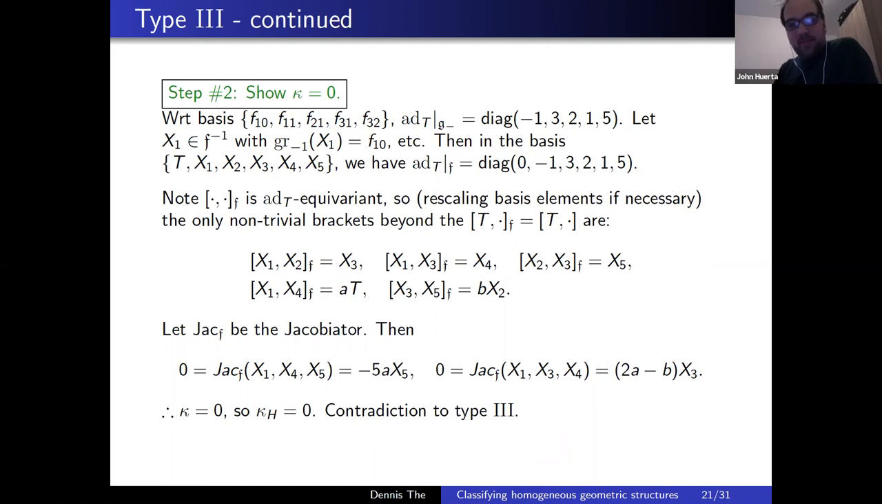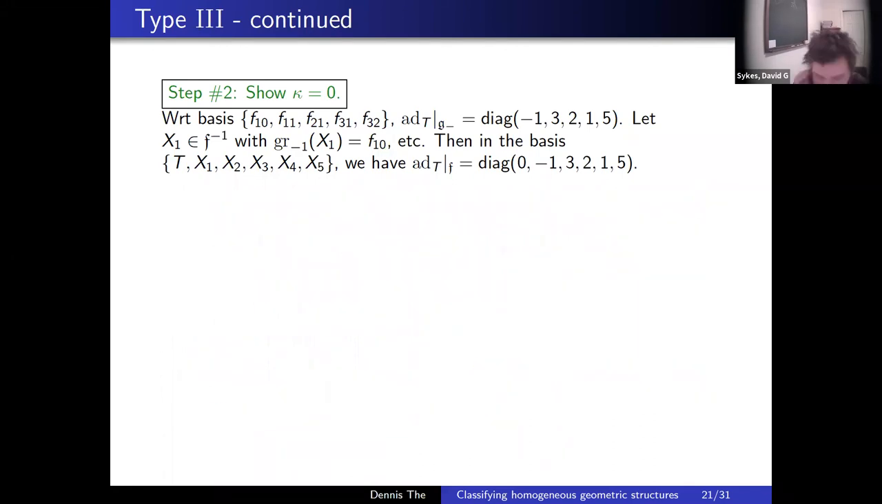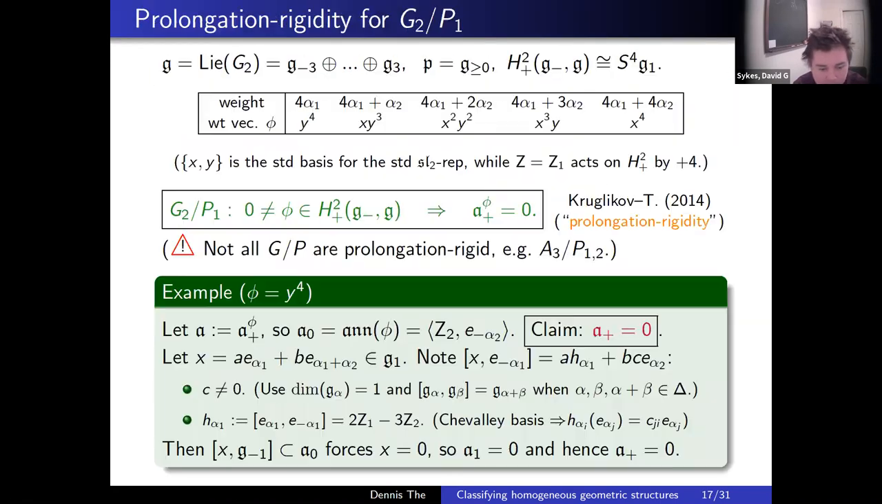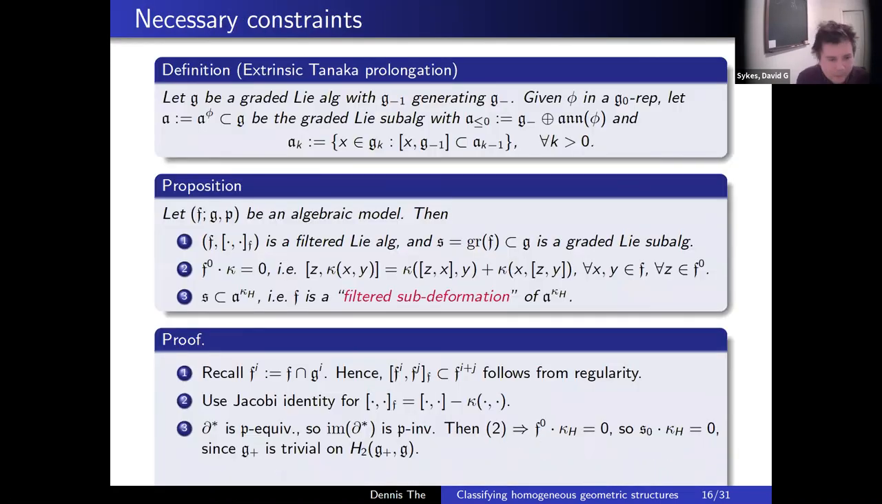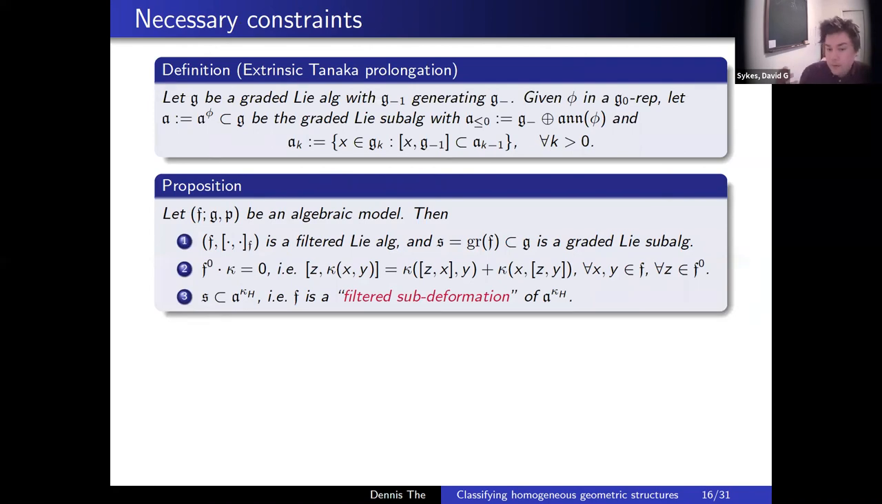I have a question about this extrinsic Tanaka prolongation. Yeah, sure. So in the definition, A0 you take to be the annihilator of this element in the representation. It remains well-defined if you take A0 just to be a subspace of G0. Okay. And I'm wondering why this constraint is here. Is it so that it's adapted to the setting of homogeneous models? Maybe it's a criterion for the prolongation being a Lie algebra.